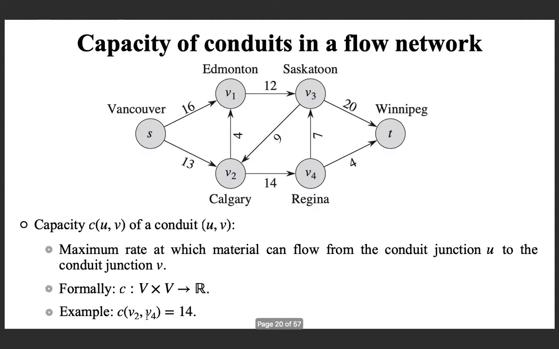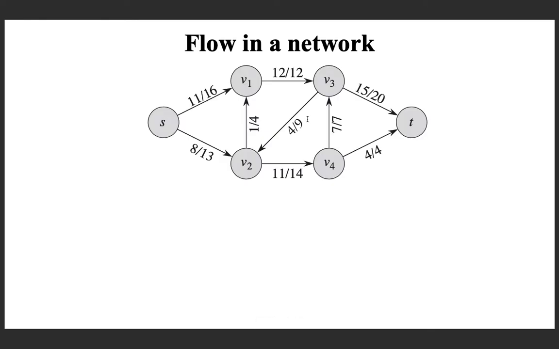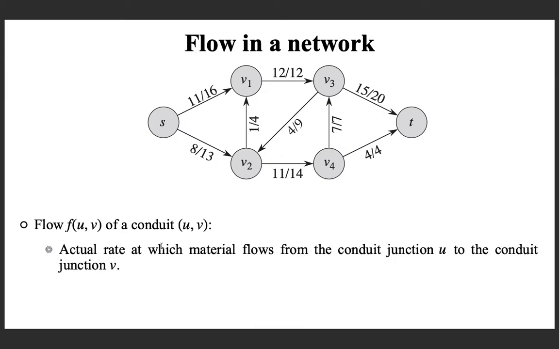Now, what is a flow in a network? So, what is shown over here is capacity. No flow is sent, no material is sent. These show the maximum rate at which you can transport materials. Okay. Now, what is a flow? So, here in this figure, a flow is given. A flow f(u,v) of a conduit uv like this is the actual rate at which materials flow from one conduit junction to the other conduit junction.